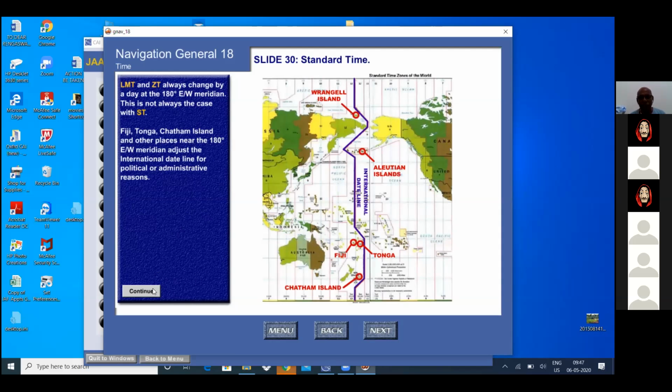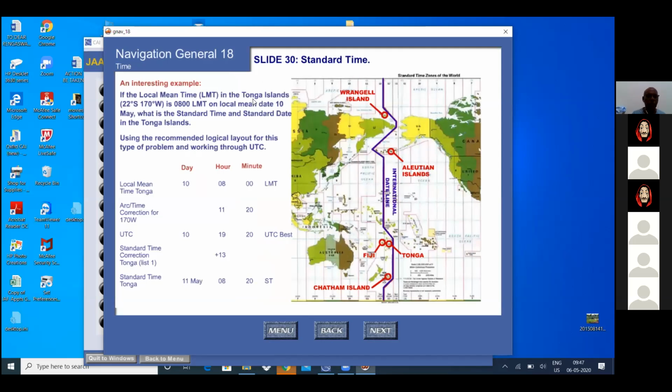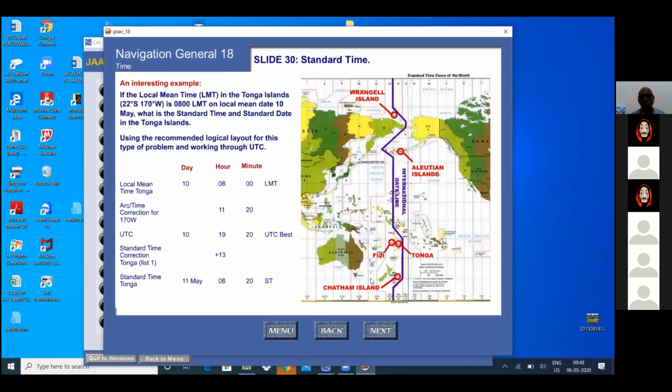So, if the local time in Tonga Islands, which is 170 west, is 0800 local mean time on the 10th of May, what is the standard time and standard date in the Tonga Islands? So the local time and local date is 0800, 10th of May.